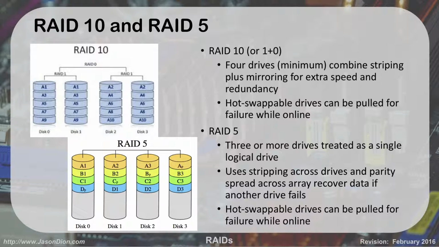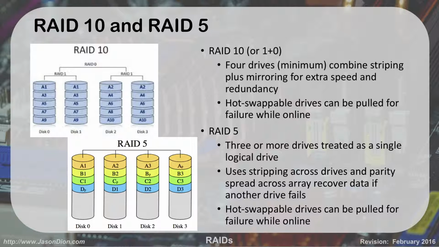RAID 5 is probably the most common RAID you're going to come across in the field. This is the one that we use all the time. It requires a minimum of three drives. In my picture, I actually have one that has four drives. And what it does is it uses striping across the drives, but it also calculates what's called a parity bit. And so as it's putting the data across this array, if one of the drives fails, it can use the parity to calculate the missing portion from that drive.